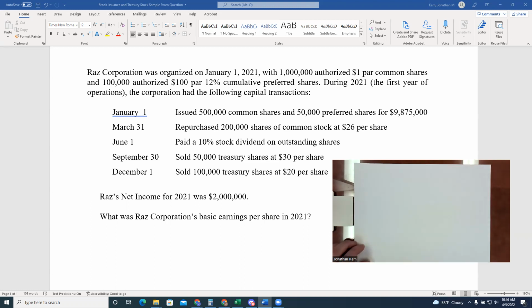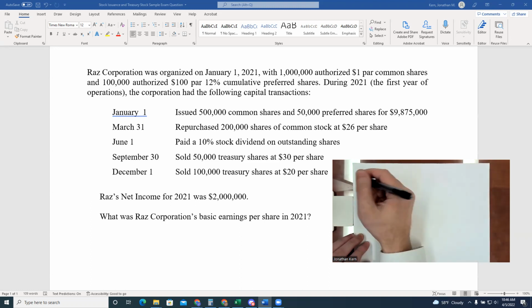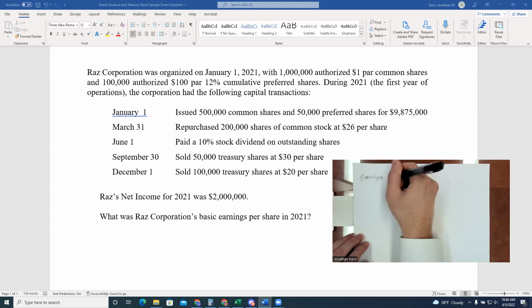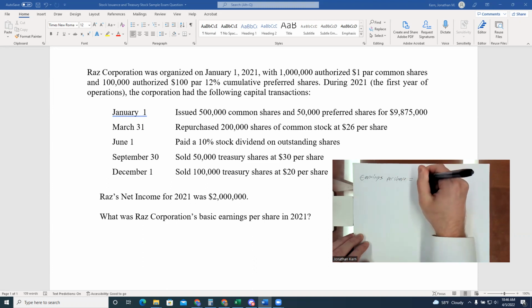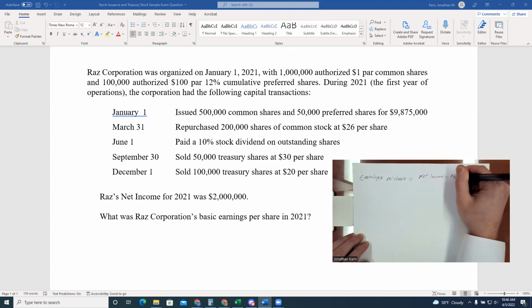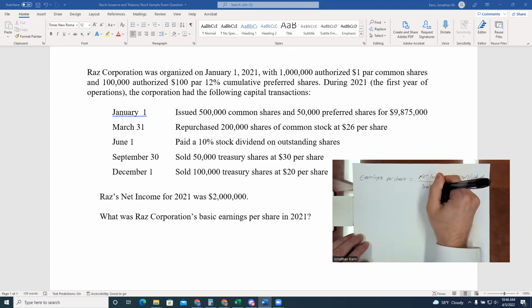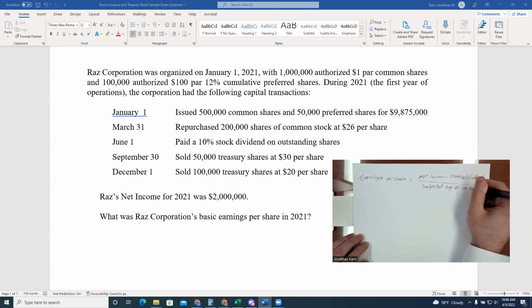So to work this problem, we must first visit the formula for calculating earnings per share. And the equation for earnings per share is net income minus preferred dividends divided by the weighted average number of shares.